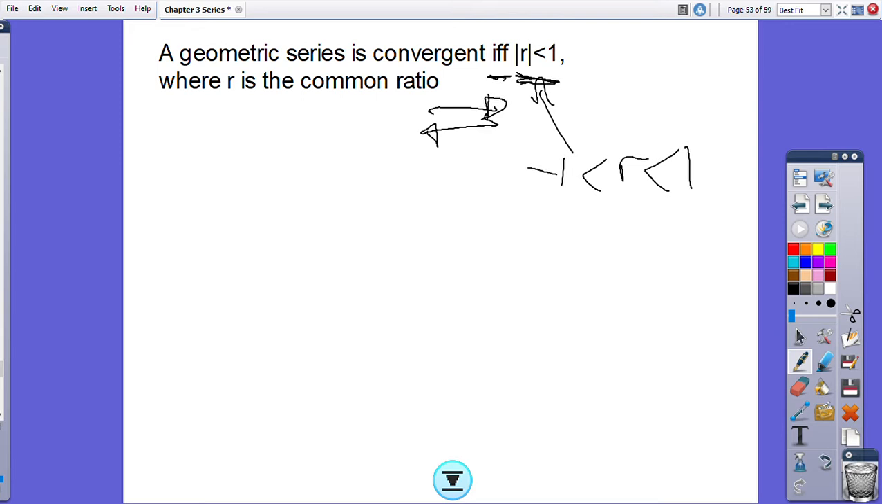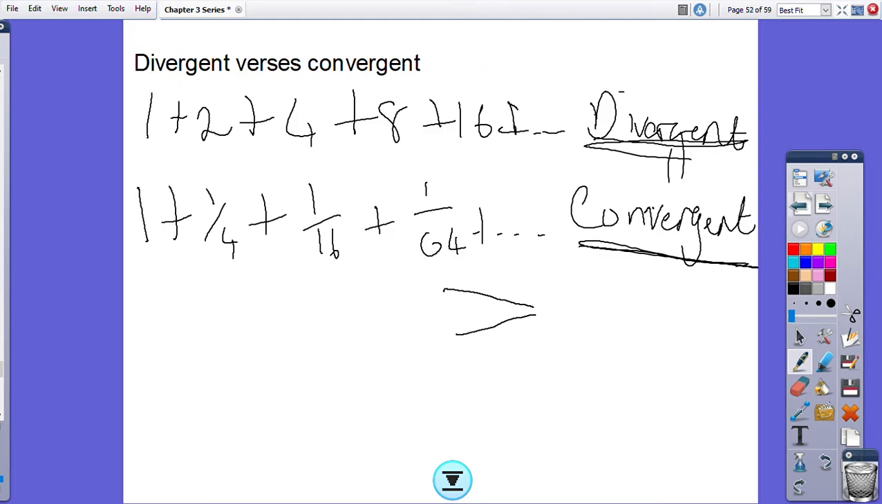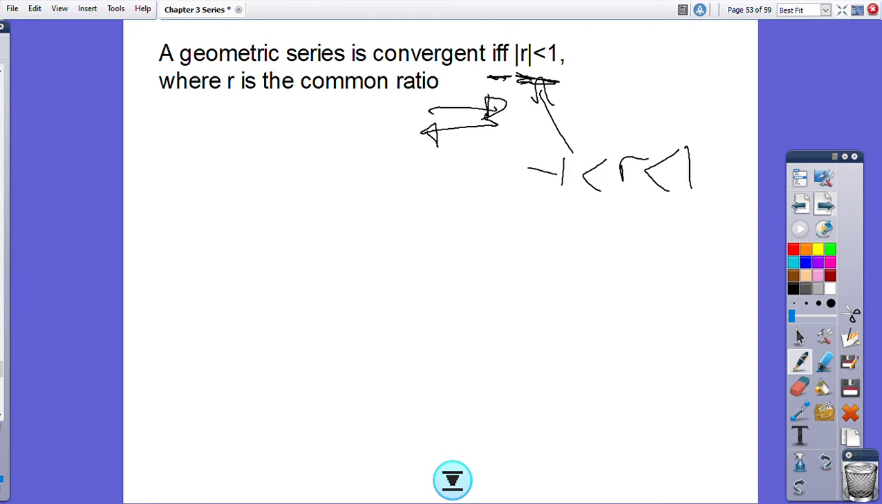So we now know that for it to be convergent, you've got to have a common ratio between minus 1 and 1. If we look back here, we saw that r was a quarter, so each time you multiply by a quarter, whereas on the one up here, r was equal to 2. That's why the bottom one was convergent, whereas the top one is divergent.